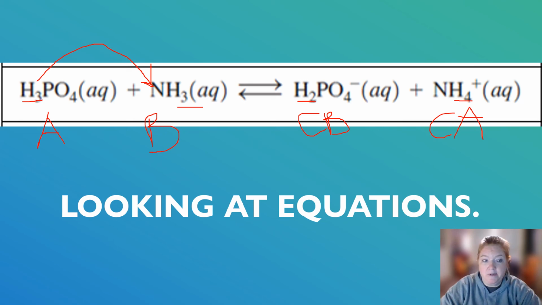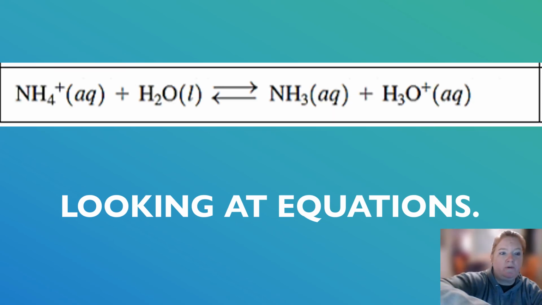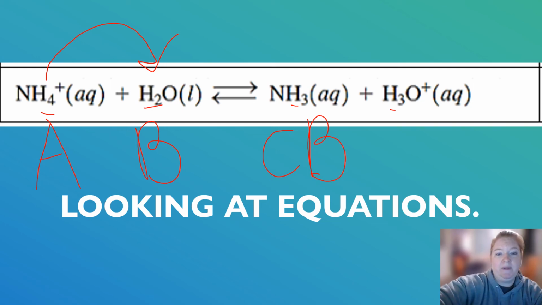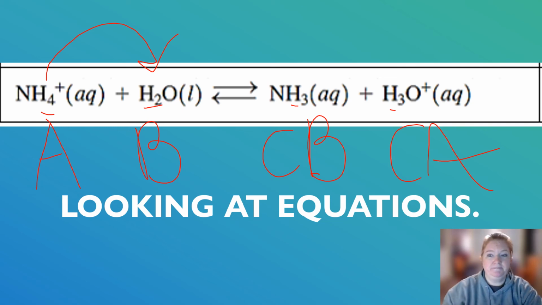All right, let's check out another equation. Let's find where the H's went. Ready? I started with 4, I went to 3. I started with 2, I went to 3. So that means the H went this way, right? So this is the donator, this is the acceptor. On the flip side, this must be the conjugate base, and this must be the conjugate acid, right? Hopefully that starts to make sense.